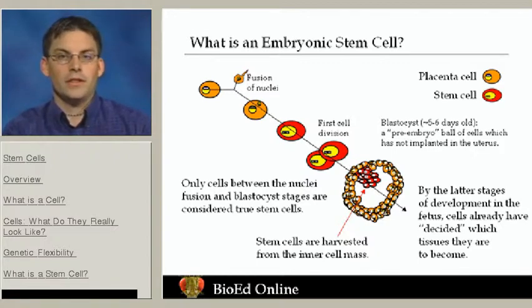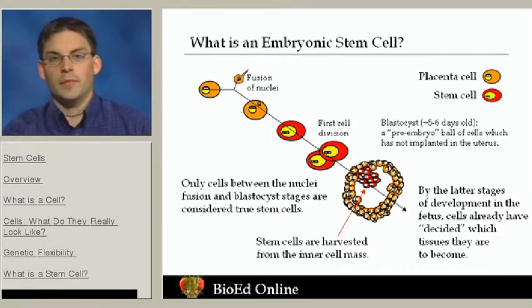Let's think back to fertilization, where we have sperm and egg fusing together and the cell begins to divide. Following the fusion of the two nuclei, the ball of cells begins to divide: 2, 4, 8, 16 cells, until it reaches a ball of cells which is called a blastocyst.